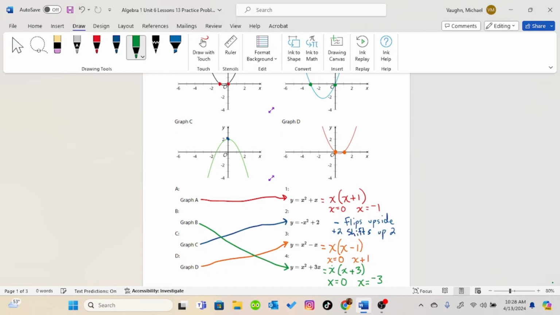So that means graph B matches equation 4. If you have any questions about how I matched the graphs to the equations that represent them, please use class time to ask for further clarification.